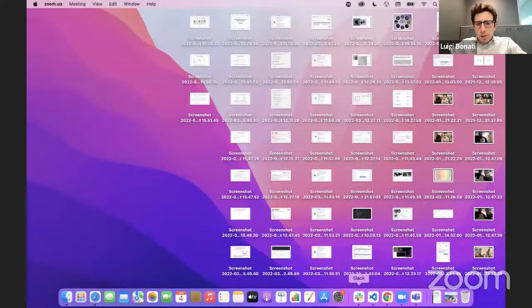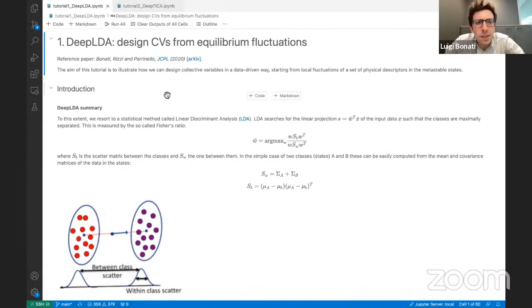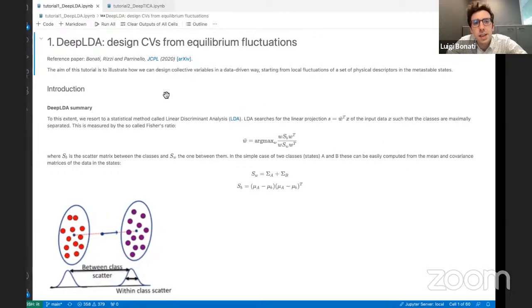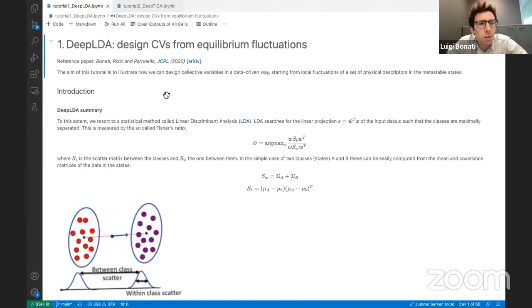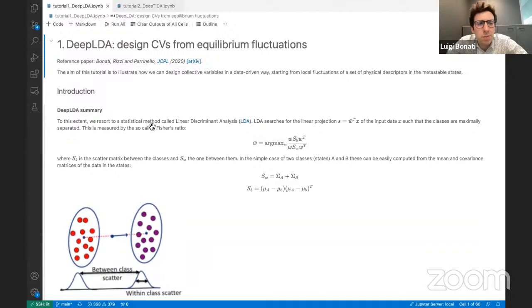So I uploaded the correction, the notebook with the corrections and all the simulation data, on the GitHub repository, which was linked also on the PLUMED website. I also updated the Deepnote project.